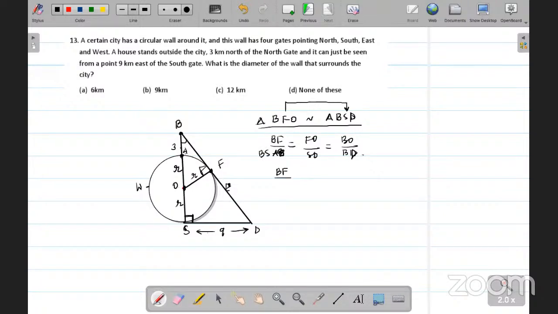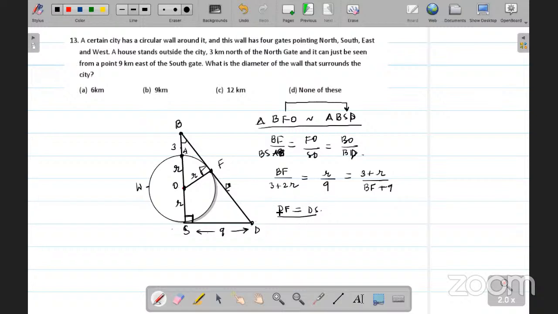So BF upon what is BS? 3 plus 2R. What is FO? FO is R upon SD, which is 9, is equal to BO, which is 3 plus R, upon BD. And what is BD? BD is nothing but BF plus 9. Why BF plus 9? Because DS and DF are tangents from the same point D. So therefore, BF must be equal to DS.